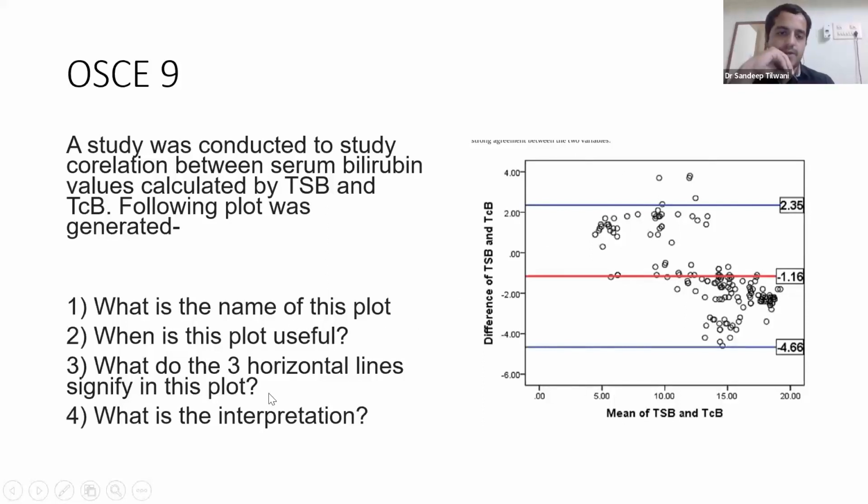When is this plot useful? What are the three horizontal lines which you can see in this plot? What do they signify? And how do you interpret this plot? I think one person has come up with the right answer. That is good. Anybody else?